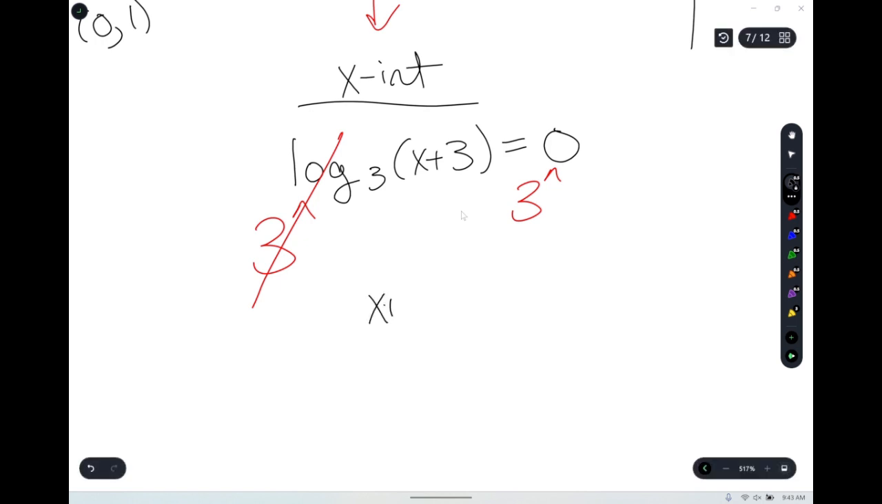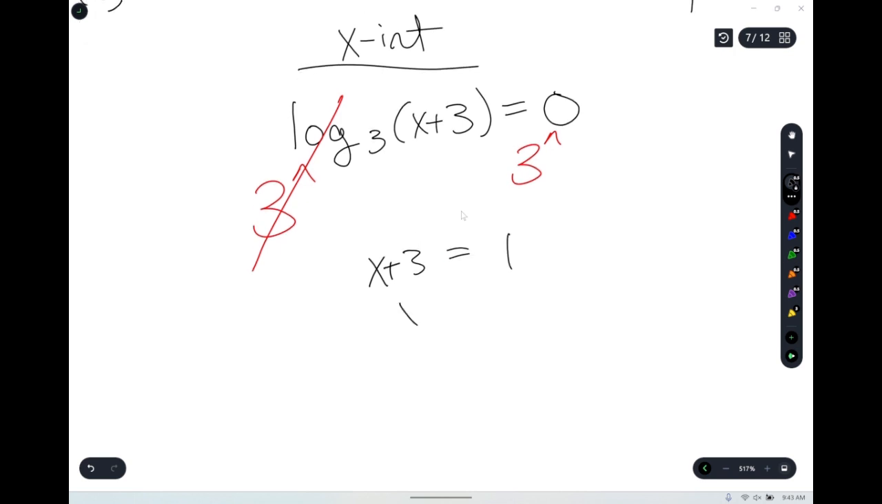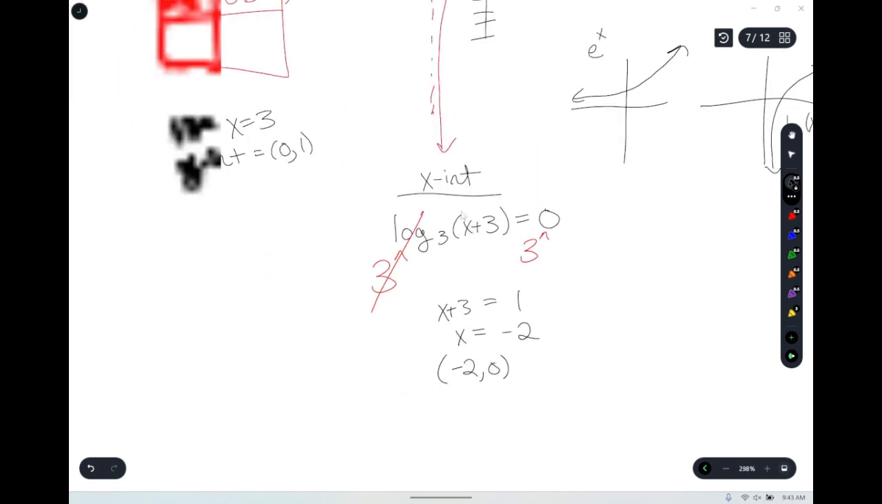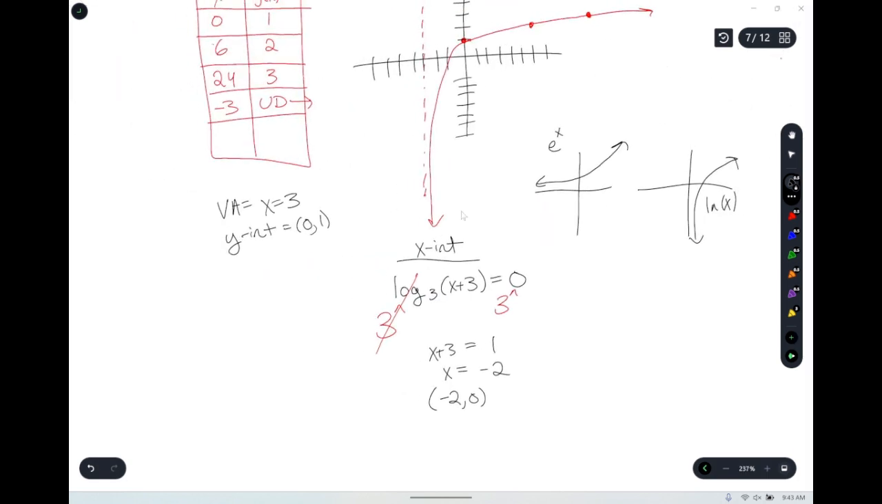So now we've got x plus 3 equals 1. Oh, shoot. That's actually pretty easy. So x equals? Excuse me. So we've got -2 comma 0. So I drew that kind of bad. I'm going to resketch that, the left side.